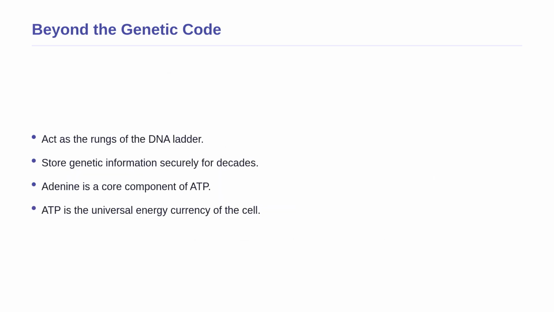Having seen their structures, you might wonder why these specific rings matter so much in real life. Their most famous role is acting as the rungs of the DNA ladder, storing our genetic information securely for decades. However, their importance extends far beyond just DNA and RNA. For instance, adenine is a core component of ATP, or adenosine triphosphate. ATP is the universal energy currency that powers every single cell in your body. Without these bases, life simply could not function.